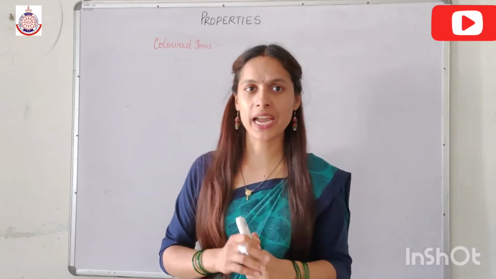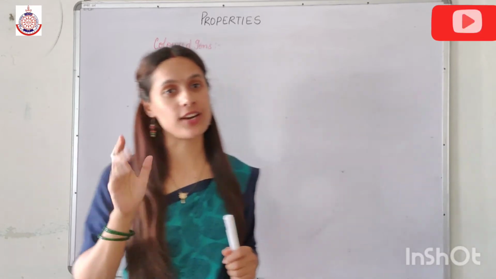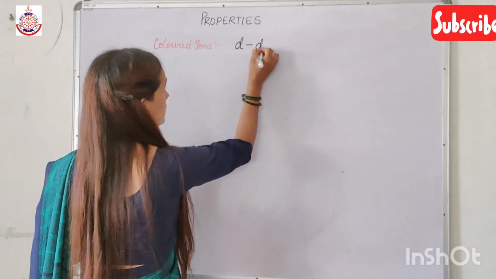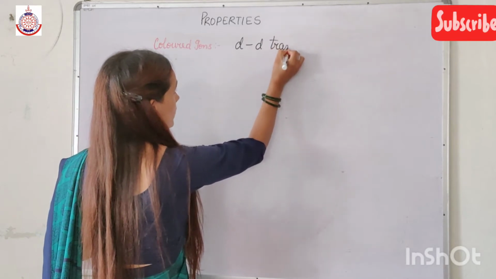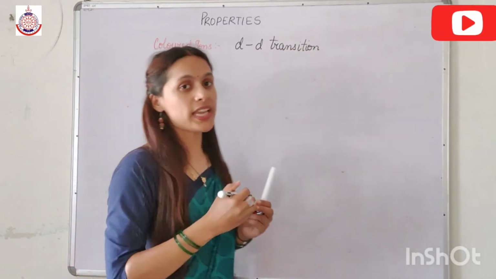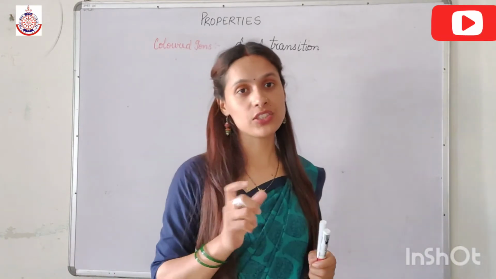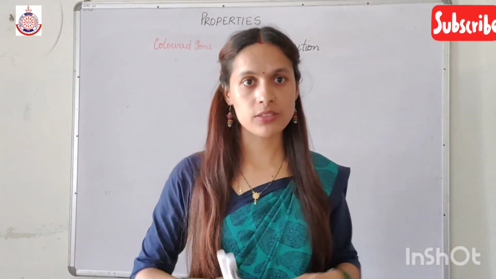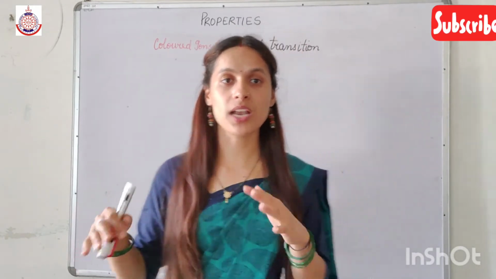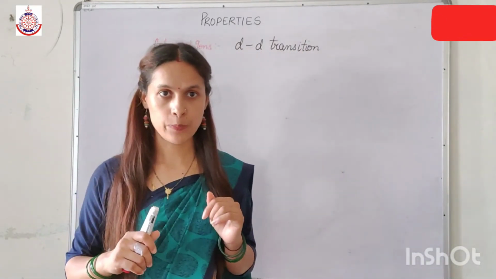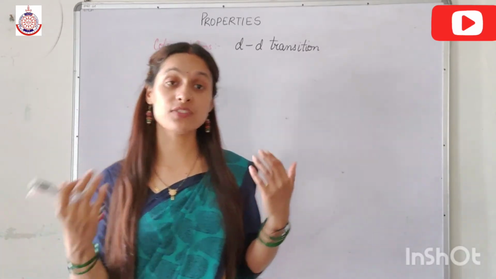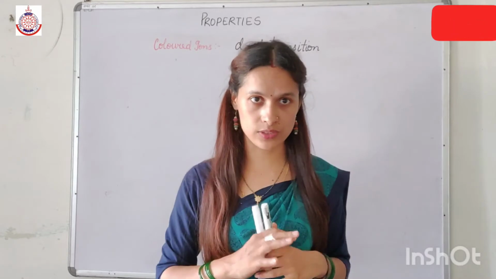Now the reason behind this is d-d transition. Now what is d-d transition? In 11th class, we have studied about degenerate orbitals. Orbitals of the same subshell are known as degenerate orbitals. Degenerate orbitals are the orbitals of the same subshell which have the same energy in the ground state.